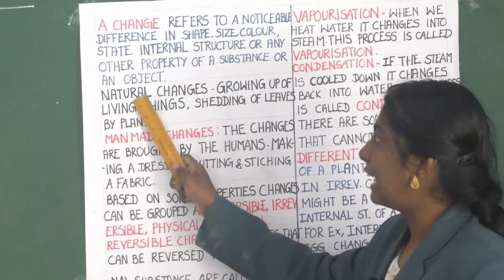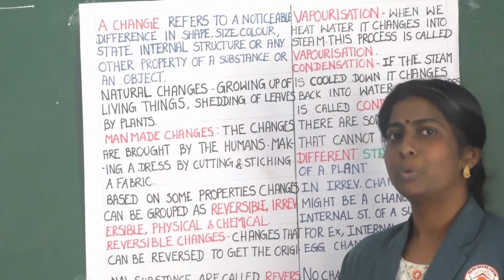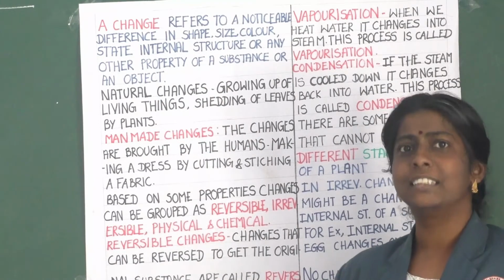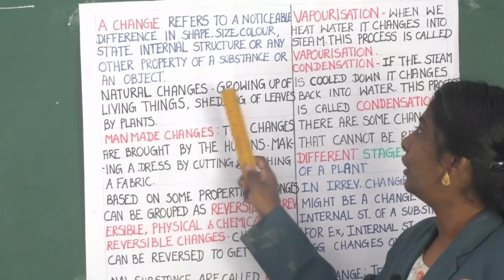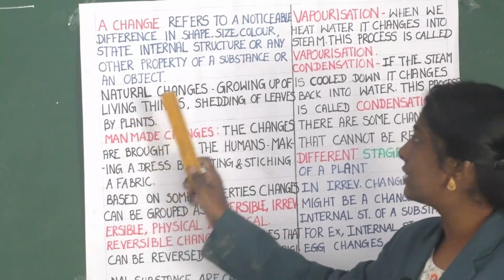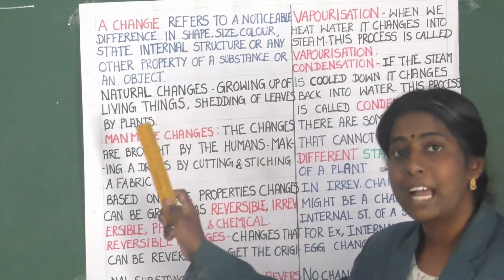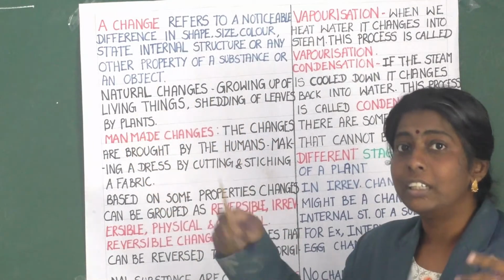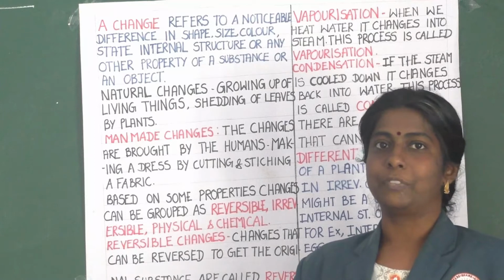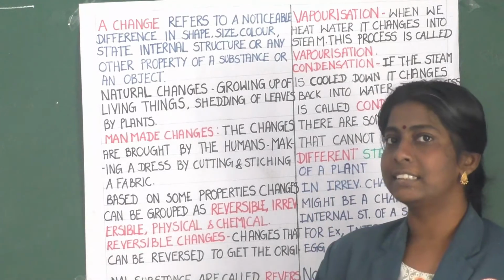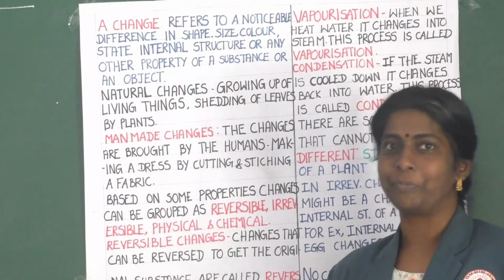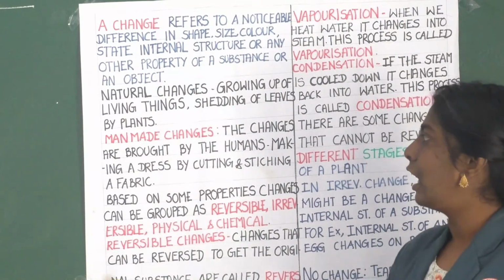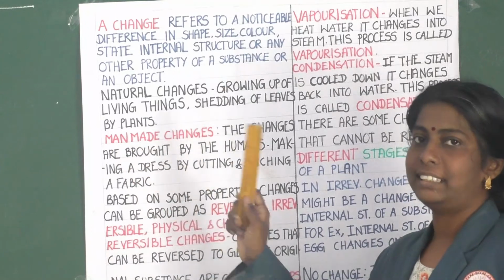First, about natural changes. So, what do you mean by natural changes? Changes which take place naturally. For example, growing up of living things, shedding of leaves by plants, all these things are taking place naturally. So, that sort of changes is said to be natural changes.